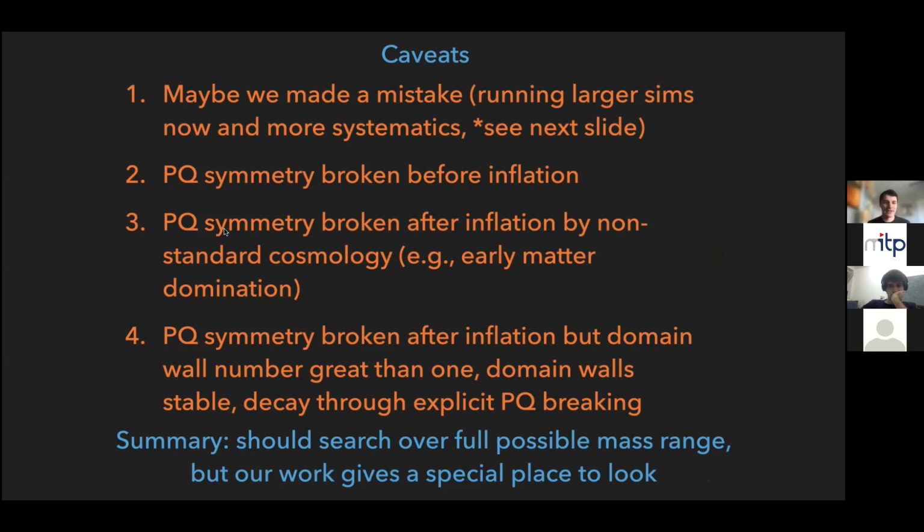Now, the third caveat is, of course, if you have some other non-standard cosmology like early matter domination, then in that case, our assumption and our result won't hold true, because of the extra modifications to the evolution that we are not simulating. And then the fourth assumption is that we have a domain wall number of 1, because if the domain wall number were greater than 1, then all the dynamics after the QCD phase transition would be very different. Most dominantly, you would have stable domain walls and most likely long-lived axion strings. So in that case, also, the result would be different.